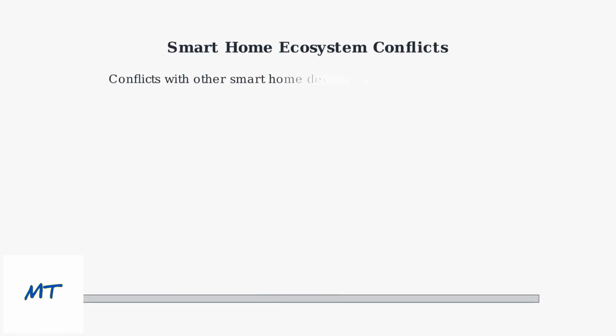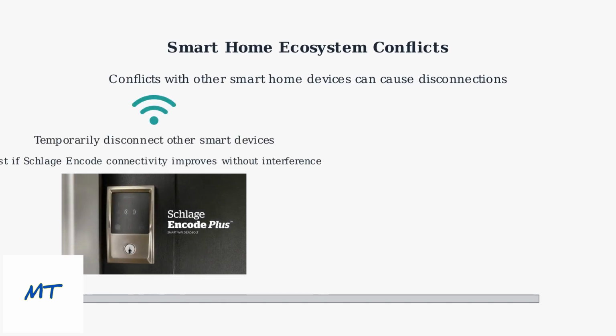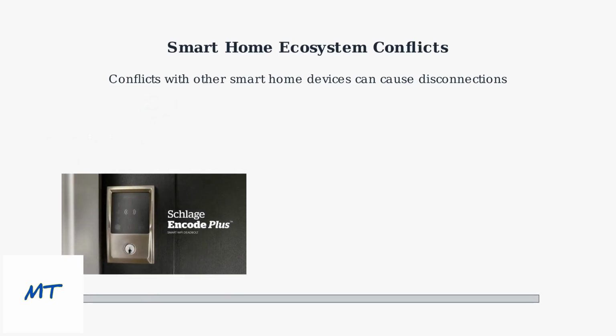Smart home ecosystem conflicts can disrupt your Schlage Encode's connectivity. Multiple devices competing for network resources or outdated hubs often cause these issues. First, temporarily disconnect other smart devices from your network. This isolates the Schlage Encode and helps identify if congestion or interference is the problem.